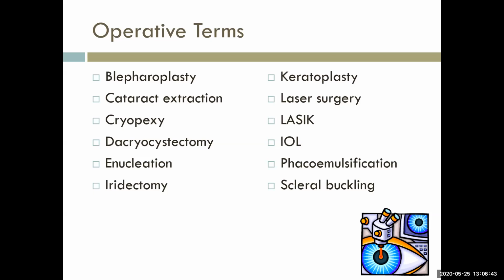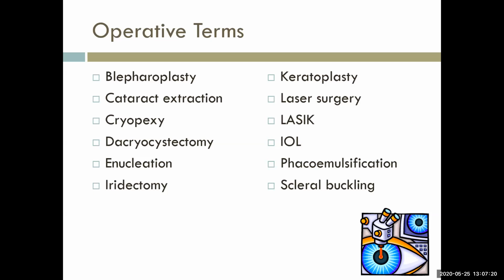Keratoplasty is corneal transplant, so you're going to replace a diseased or scarred cornea with a healthy one from a matched donor. And laser surgery is use of a laser to make incisions or destroy tissue. And then LASIK surgery is laser assisted in situ keratomileusis. So in situ means localized. And then when we look at smileusis is carving. So they're using a laser light to kind of carve into and repair vision.